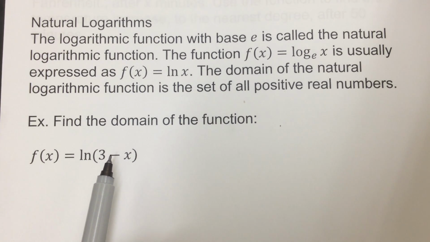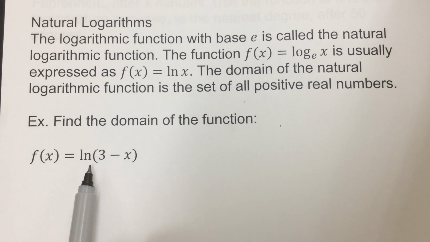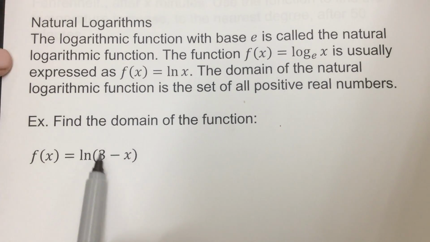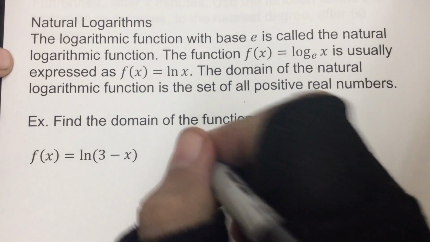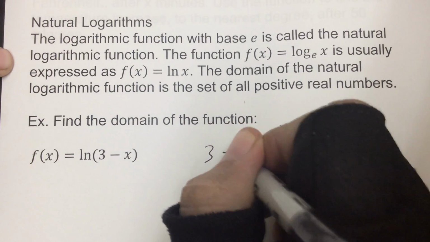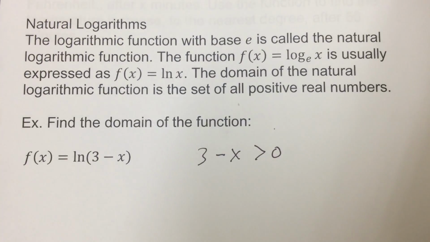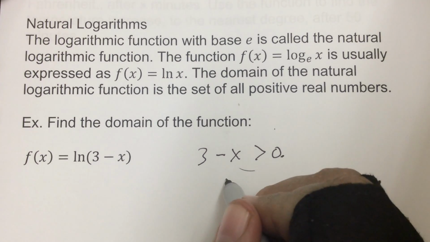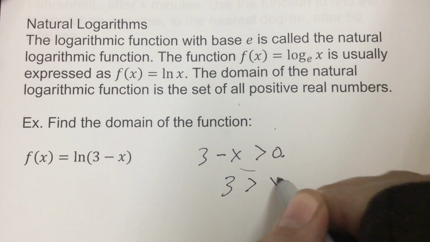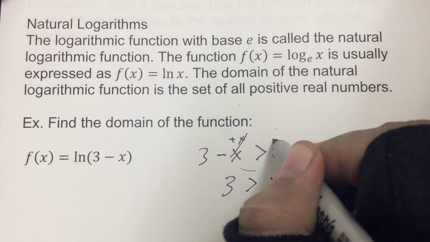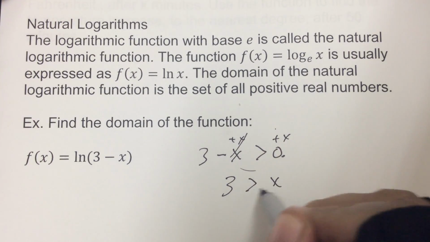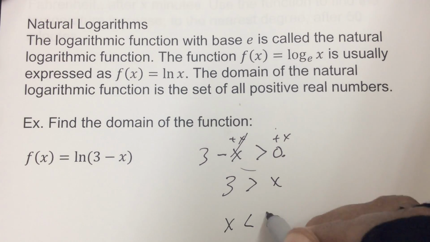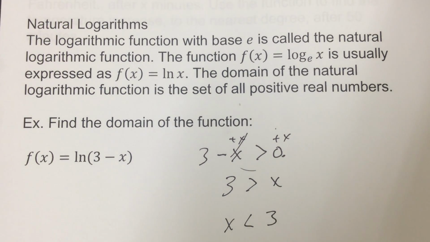Well, we know that the ln has to be greater than 0. So what we're going to do is take whatever's inside here and set that to be greater than 0. Then we can solve for x, and that will allow us to find what the domain is going to be. If we add the x over, we get 3 is greater than x, so I added x. So 3 is greater than x, in other words, x has to be less than 3 in this case.